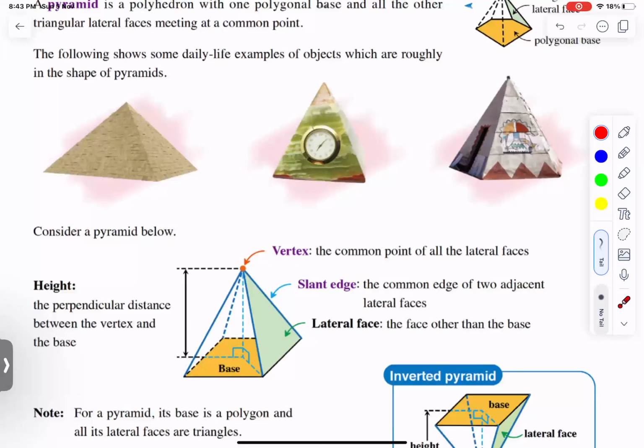Then how about these lines? Do you see the lines here? I know that this whole thing is called the lateral face. How about the lines? The lines are called slant edges.